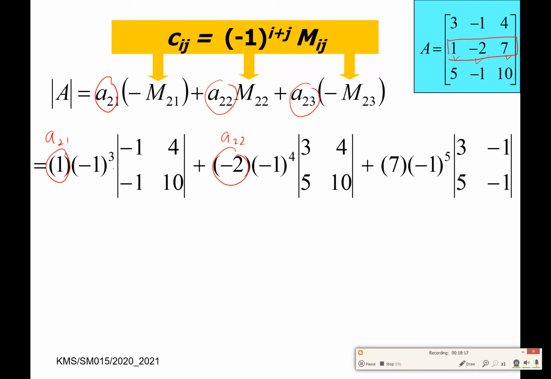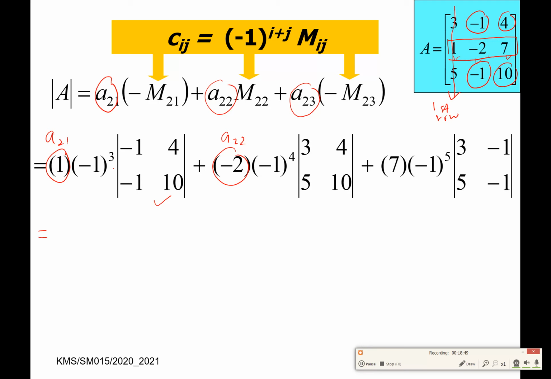Okay, 2, 1, this is 2 and this is 1, the first row. So the value is -1, 4, -1, 10 as this. And you repeat the same process for 2, 2 and 2, 3. Okay, we'll get this one.